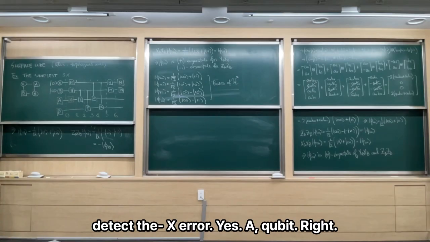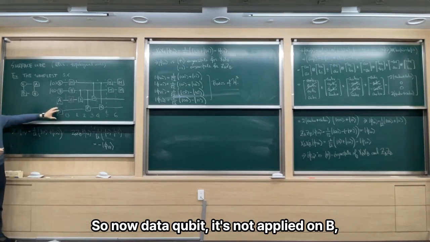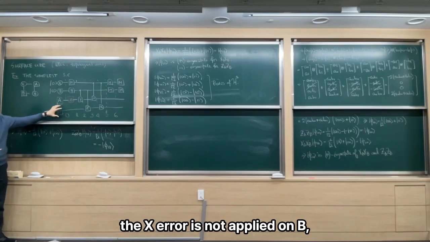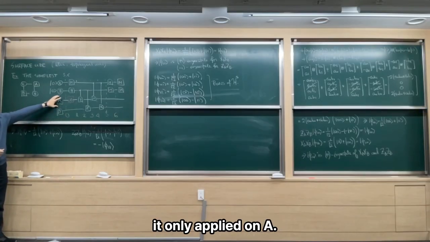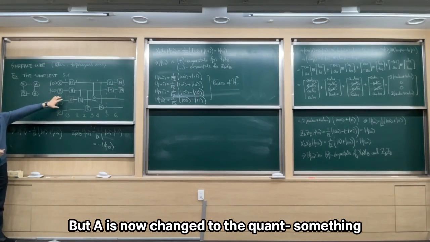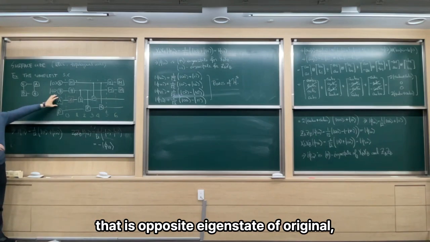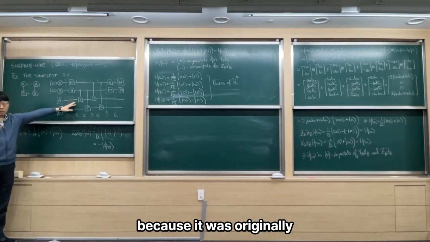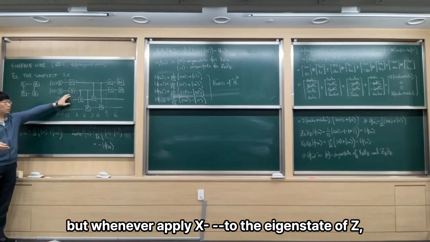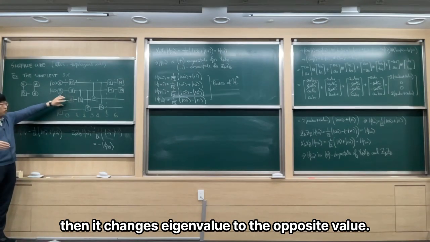Yes. X error. Right. So now on the data qubit, the X error is not applied on B. It only applied on A. But A is now changed to something that is the opposite eigenstate of the original, because it was originally the eigenstate of Z, but whenever you apply X to the eigenstate of Z, it changes the eigenvalue to the opposite value.